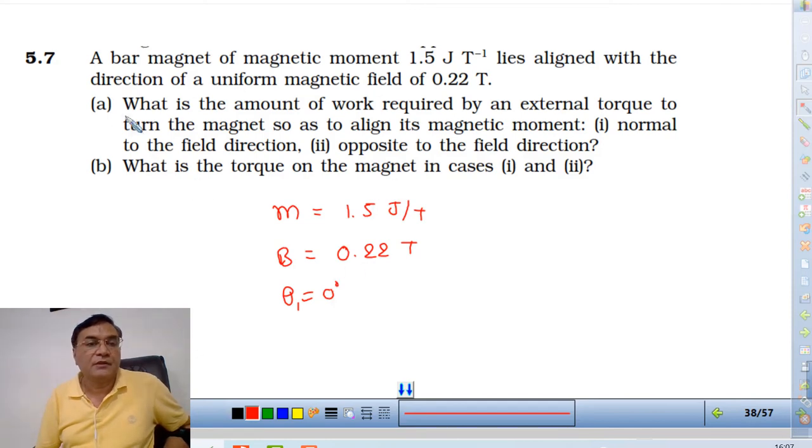Now what is my first question? What is the amount of work required by an external torque to turn the magnet so as to align its magnetic moment normal to the field?